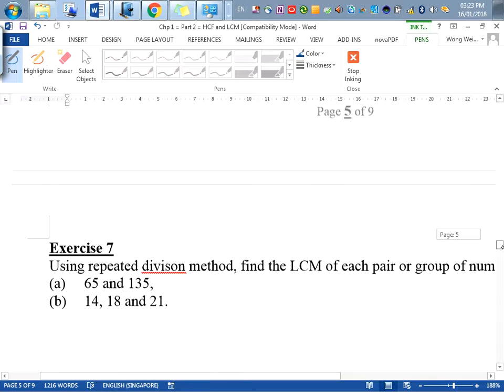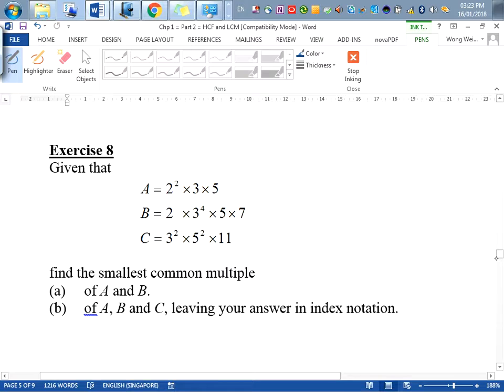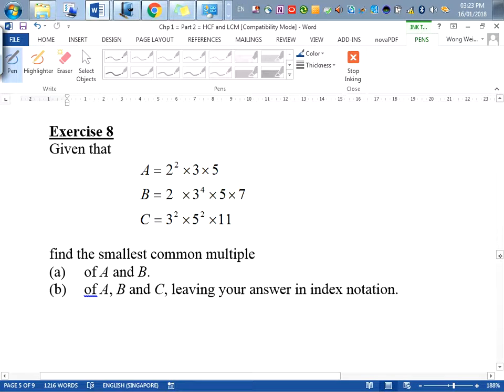Again, I'm not going to go into it yet. I want you to look at exercise 8, the remaining 2 minutes. Let's see how we can apply what we have learned in exercise 8. Flip to your exercise 8. We are skipping some of them. We'll come back to the ones that I didn't cover in the future. So find the lowest common multiple of A and B.